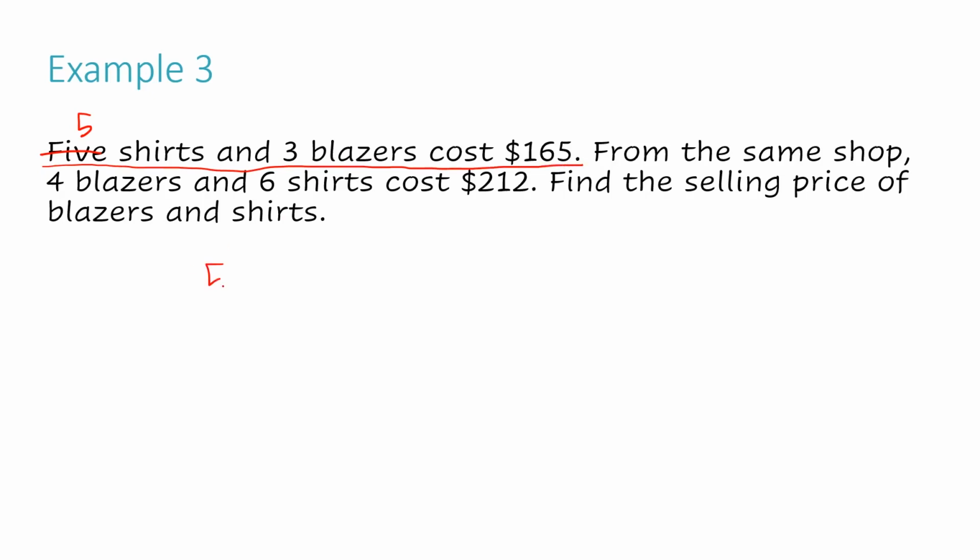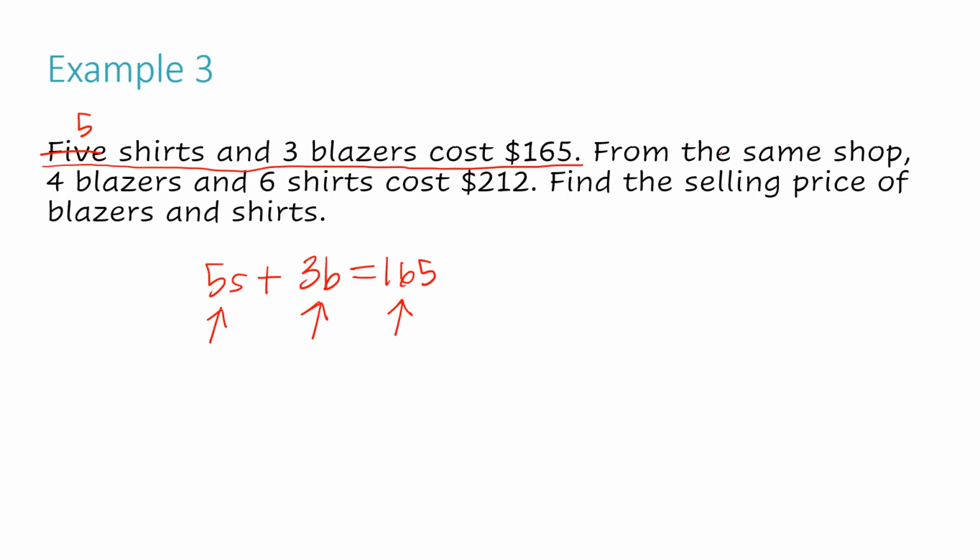I'm going to write this as 5s for 5 shirts. And what operation does that make you think do? It makes you think add. 5 shirts and 3 blazers, so 3b, cost $165. Cost is basically your equal sign. 165, okay? That's not too bad, right? Hopefully. It tells you what this is when you look at it. 5 shirts plus 3 blazers equals $165. Okay, that's not too bad. It makes sense when I'm doing it, right?